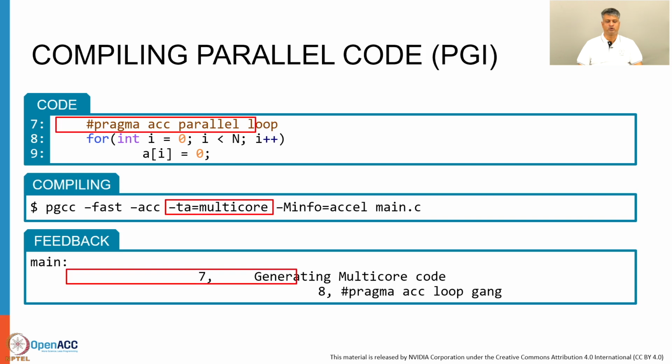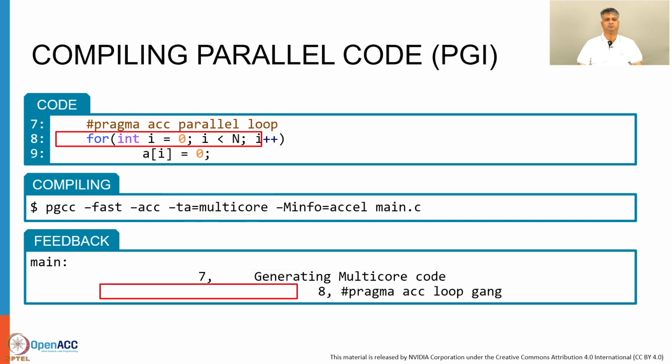So this is the parallel directive. It's going to target a multi-core CPU and generate multi-core code. It's going to parallelize this for loop, which is going from 0 to n, and it's going to create different gangs where this assignment operation is going to be parallelized.